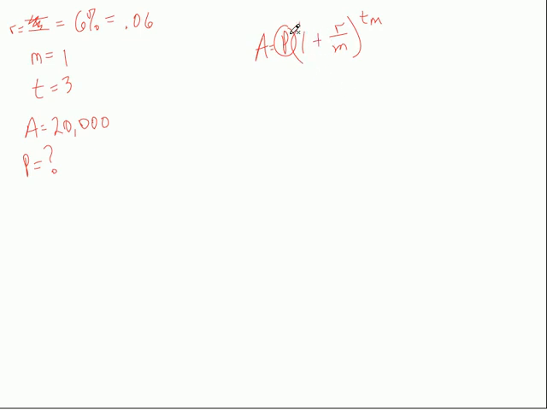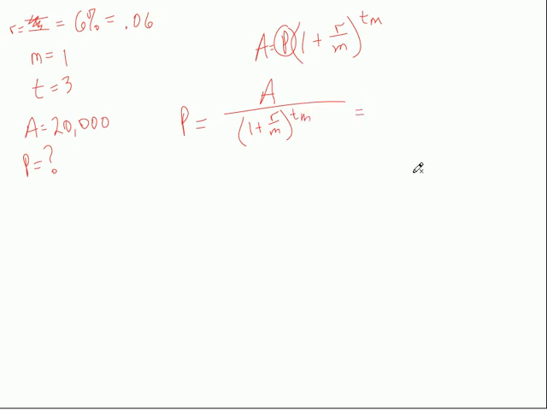Actually, this is a pretty simple thing. What's all this mess right here? All this stuff right here, what's that doing to the p? How do you get rid of something that's being multiplied? You divide. Okay, so I'm not going to show all that, but let's do this. So p equals what? A, what? Divided by, that was pretty easy, wasn't it? All right, put that in parentheses, 1 plus r over m to the tm.